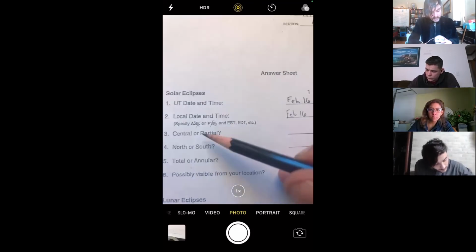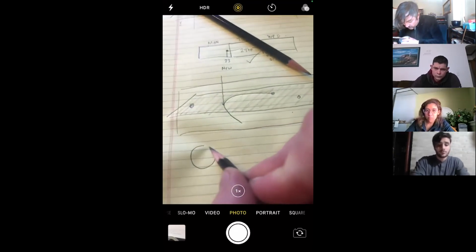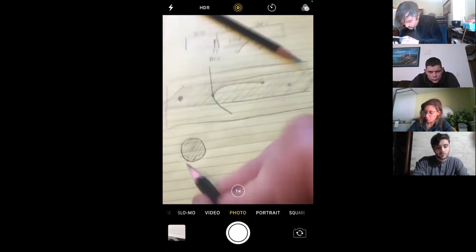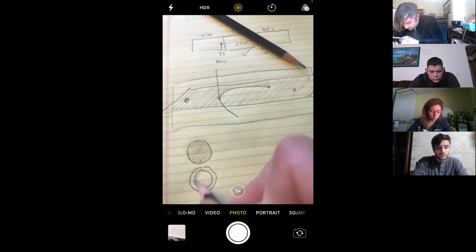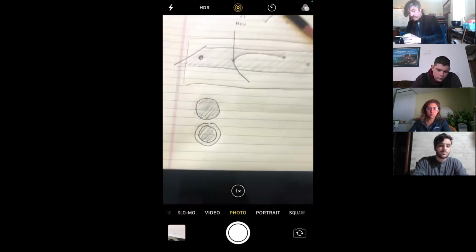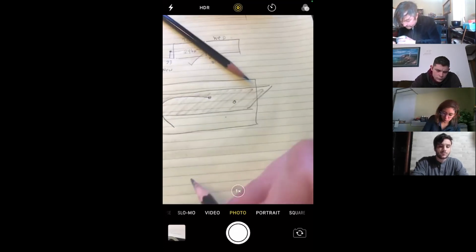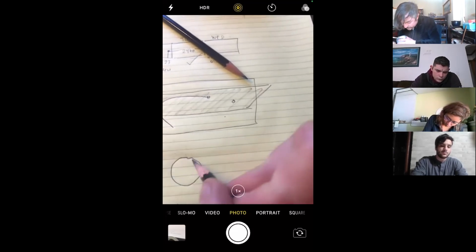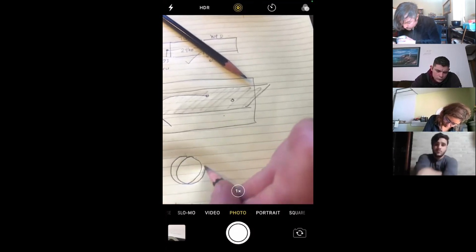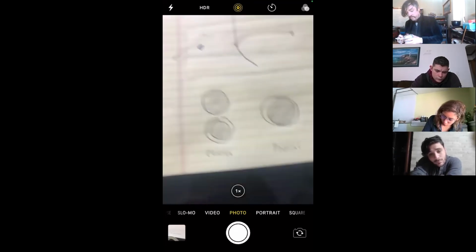Okay. The next question we want to ask is central or partial. Central eclipses, central solar eclipses, could either be a total solar eclipse, or it could be an annular eclipse, because both total and annular eclipses are centralized. So that's central. Partial eclipses are when the moon only blocks a portion of the sun. So they're not centrally located.